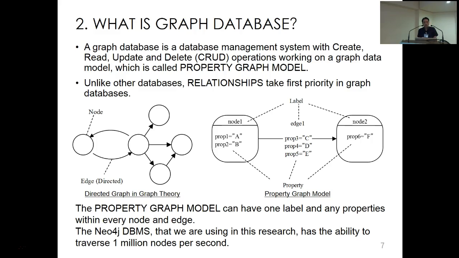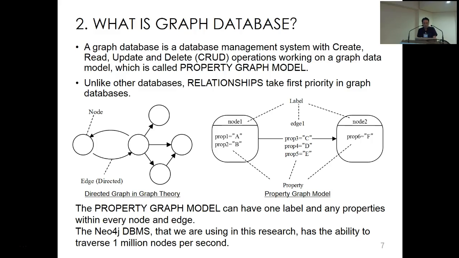Next, I will explain GraphDB. GraphDB is a database management system with create, read, update, and delete operations working on a graph data model, which is called the property graph model. Unlike other databases, relationships take first priority in graph databases. The figure on the left is a directed graph in graph theory, and the figure on the right is a property graph model of GraphDB.